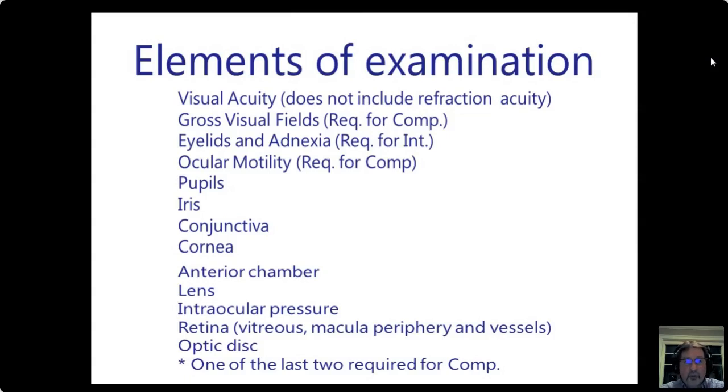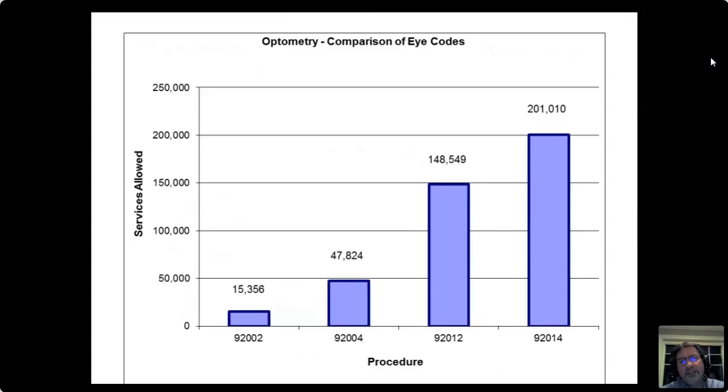So if you want to count one of those towards your exam credit, you have to do it entering visual acuity with or without glasses and have that in a separate spot in the exam. Again, gross visual fields are required for comprehensive, eyelids and adnexa are required for intermediate, ocular motility is required for comprehensive. You can see the other elements there. And then you need one of the last 2 for a comprehensive eye exam, either documenting the retina or the optic disc. This kind of just gives us a little general breakdown of what we commonly see in optometry practices.